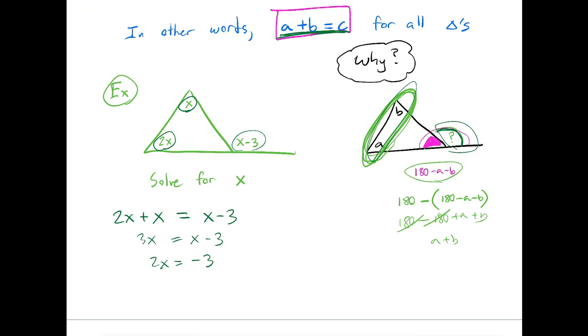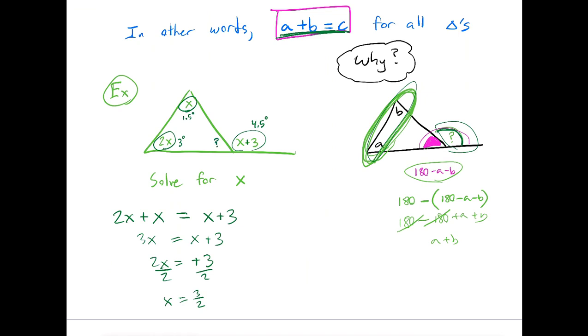That is an impossible scenario. Let's change that to a positive, because we can't have an x be a negative. So let's change that to a plus 3, plus 3, plus 3. Let's divide by 2, so we get x equals 3 halves. Plugging that back in, this is 1.5 degrees, this is 3 degrees, and this over here is 4.5 degrees. So it all checks out.